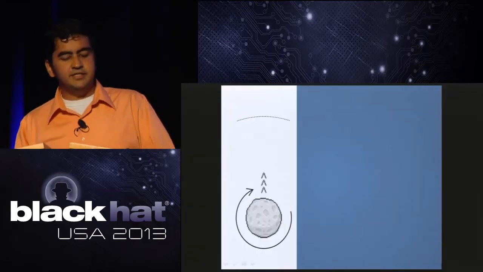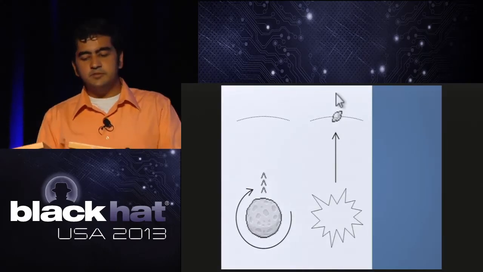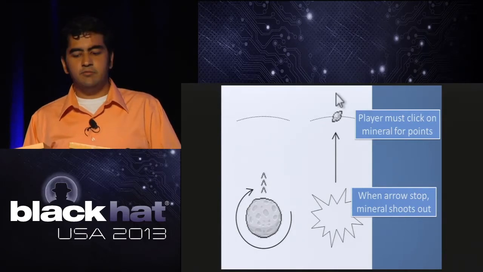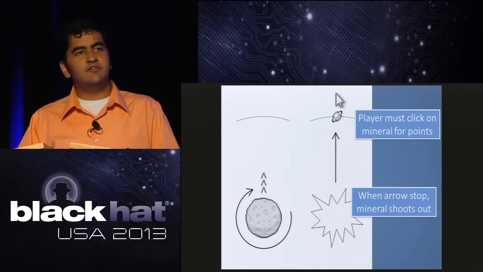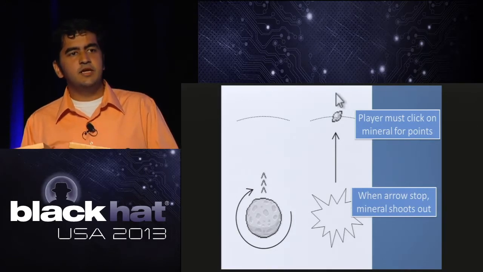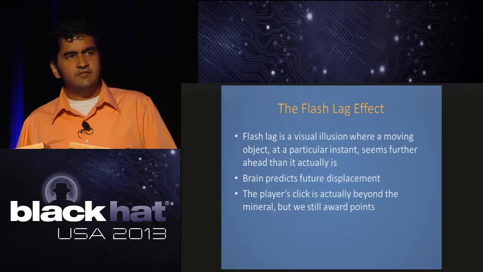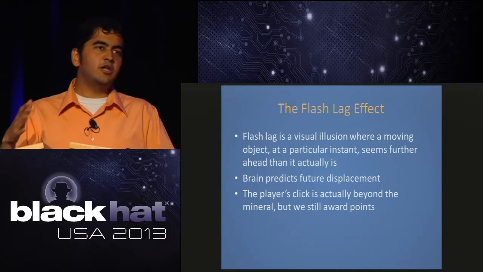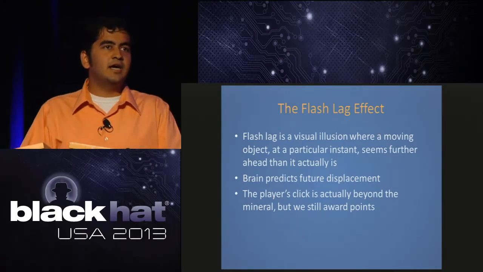So again, an illustration, a moving arrow, the player is presented with it. When the mineral pops out, the user must click on it to get the points. Notice that the user actually ends up always clicking a little further away from the actual position of the mineral. The reason for this is an illusion called the flash lag illusion. This is a well-studied illusion in human perception where a moving object at a particular instant always looks a bit further than it actually is.